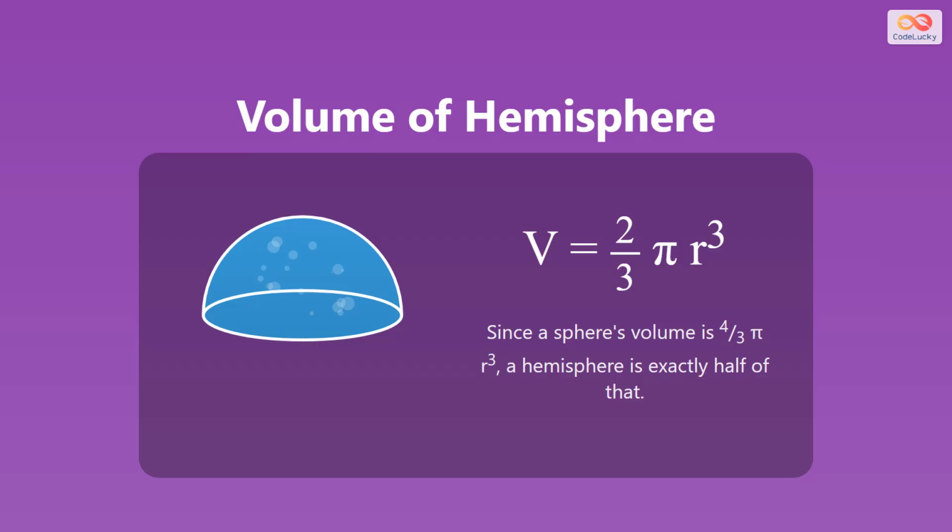Finally, the volume measures how much space is inside. The volume of a full sphere is 4/3 pi r cubed. Therefore, the volume of a hemisphere is half of that, resulting in 2/3 pi r cubed.